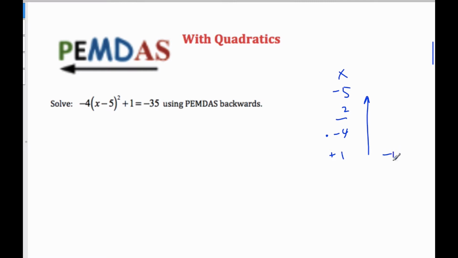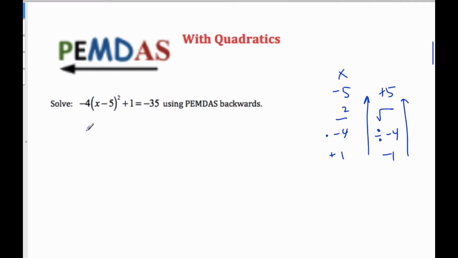That means I'm going to subtract 1. I'm going to divide by a -4. I'm going to square root it, which is the opposite of squaring. And then I'm going to add 5. I'm going to do it in this order because I built it this way. If I start with x, subtracted 5, squared it, multiplied by negative 4, and then a plus 1. So I'm going to undo it.